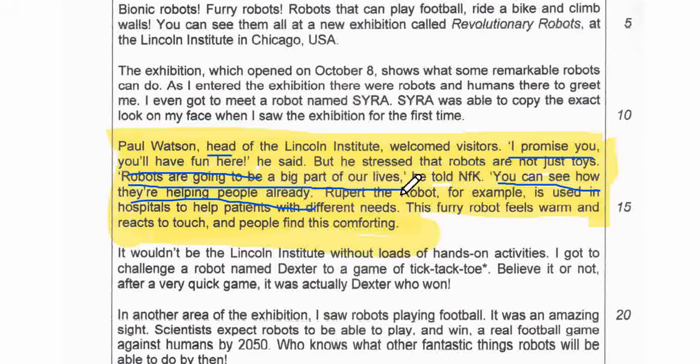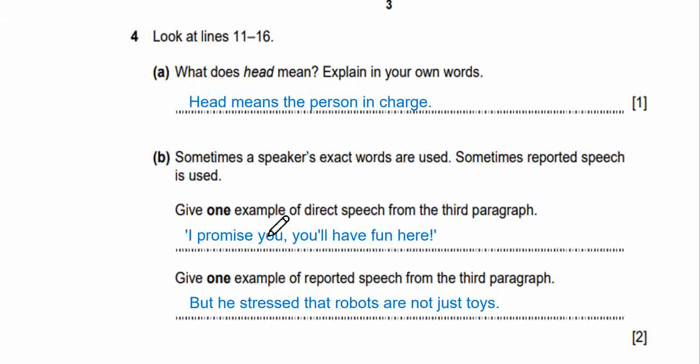So we just type down one answer, and reported speech will be this one: but he stressed that robots are not just toys. So we just type one answer each: I promise you'll have fun here for direct speech, and for reported speech, but he stressed that robots are not just toys. Now let's move to question 5.